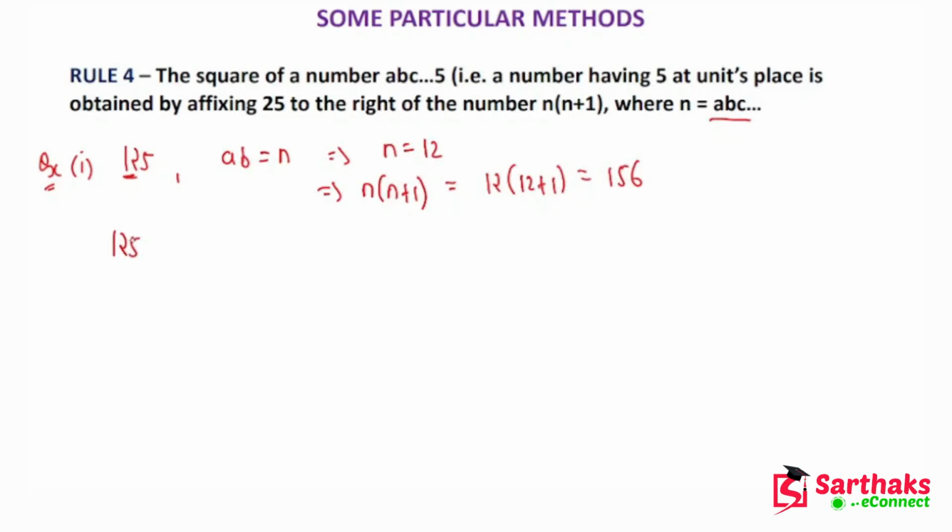So if you calculate 125 square, it would end at 25, but it would be accompanied by 156. That is n into n plus 1. So it will be like this. Let me again show you.